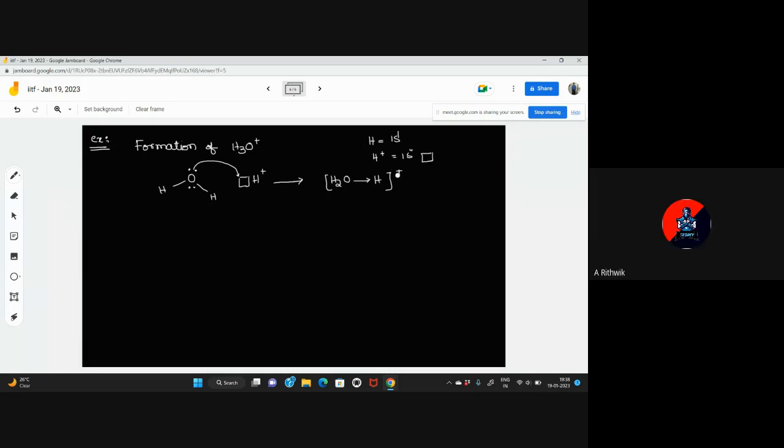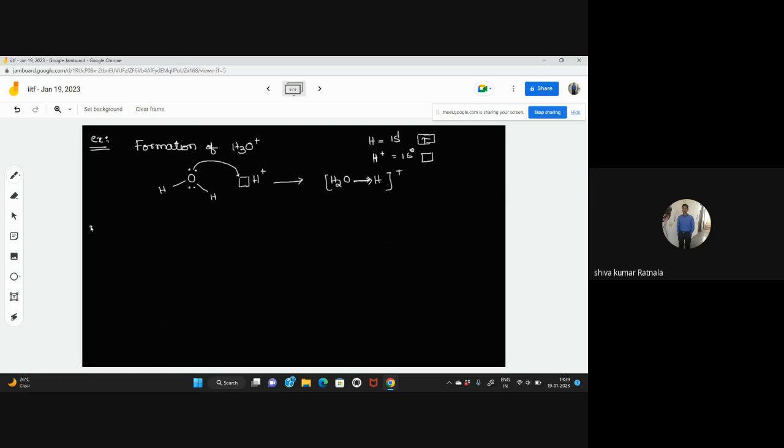Sir, on the right side, what did you write, 1s? It is H plus. 1s0 means one electron is removed, right? 1s1 we write like this, and 1s0 means there will be a vacant orbital. So in H3O plus, oxygen is donating because it has electrons, and H plus has a vacant orbital, so it is accepting the electrons. This type of bond formation we call a dative bond.